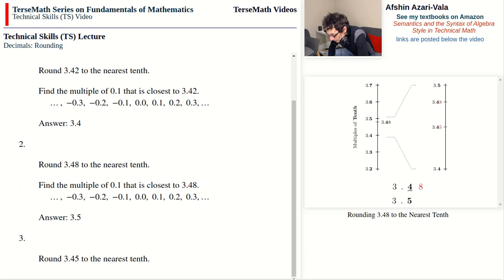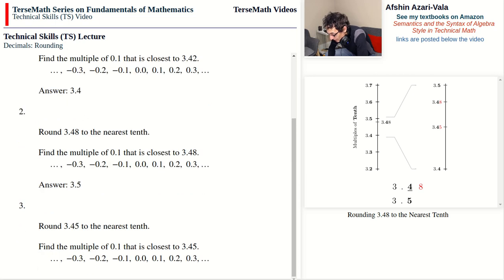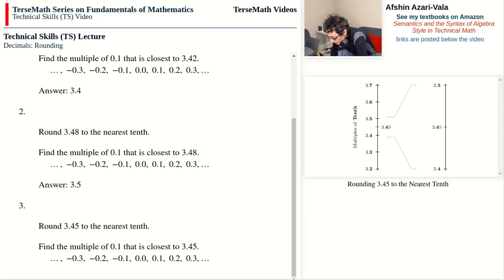Okay, problem number 3, round 3.45 to the nearest tenth. Now this is the same as the problem that we had earlier without the decimal point, where we had the halfway point. And in this case as well, we are exactly at the halfway point, 3.45. And as usual, we push up. The algorithm still works. 3.45, we are rounding to the nearest tenth. What follows is 5 or more than 5. We push 4 up, and we get 3.5.